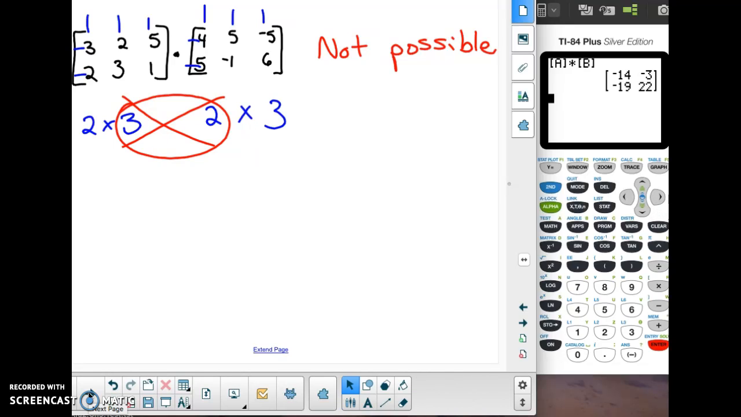If by chance we miss that and we type it into our calculators anyway, we're just going to get an error message. But don't waste time on the precious ACT. Actually, I must say, don't waste your precious time on the ACT putting stuff into the calculator that isn't possible. If you have questions, as always, be sure to ask your favorite math teacher.